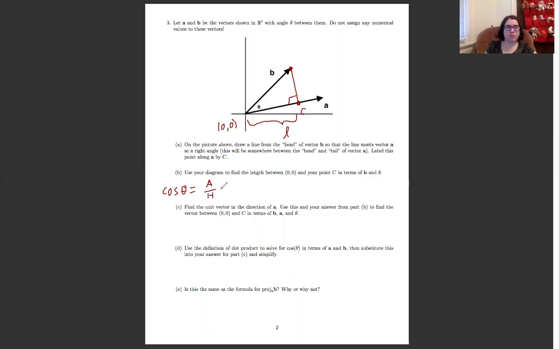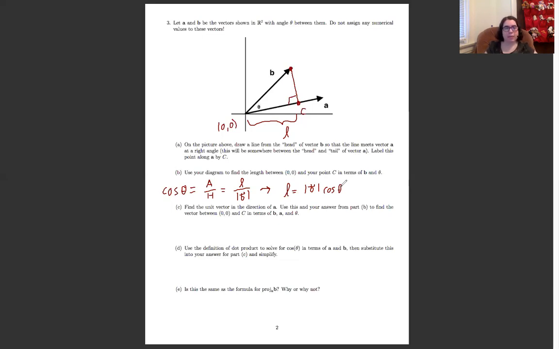which is adjacent over hypotenuse, and that should be equal to L over the magnitude of B, with L being the length between 0, 0, and C, and magnitude B being the length of this hypotenuse, the length of the vector B. And then I'm just going to multiply both sides by the magnitude of B to get that L is equal to magnitude B times cosine of theta, that angle between vector A and vector B.